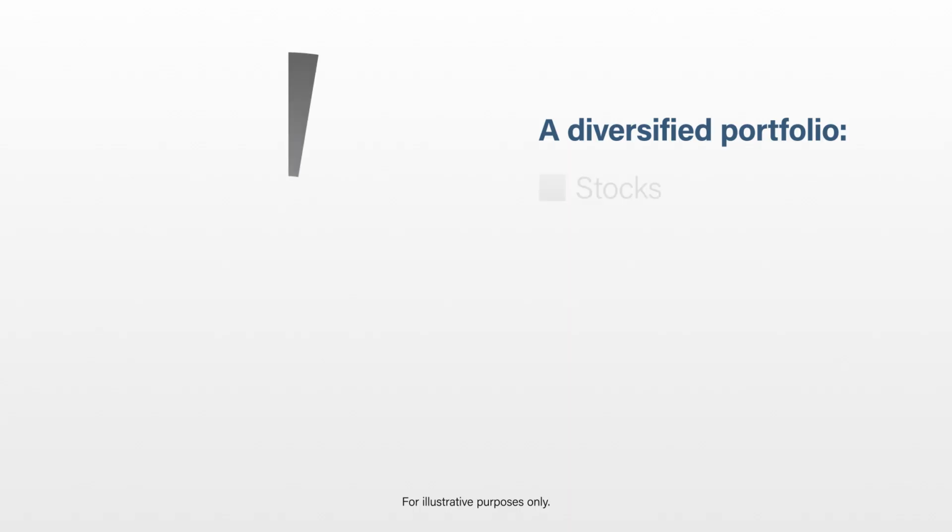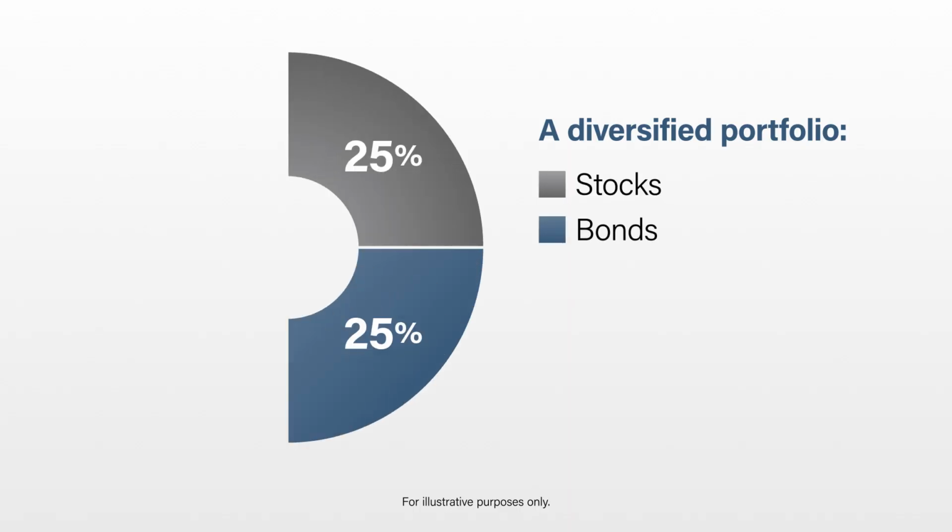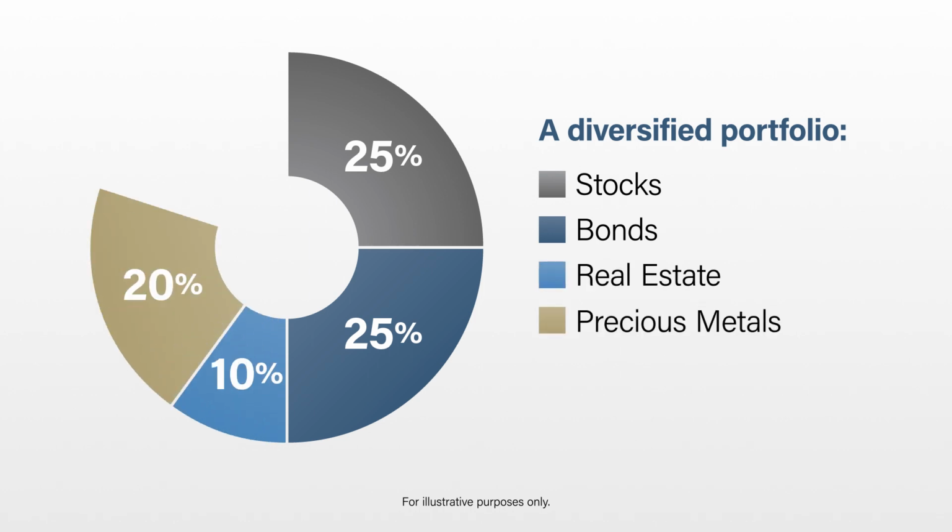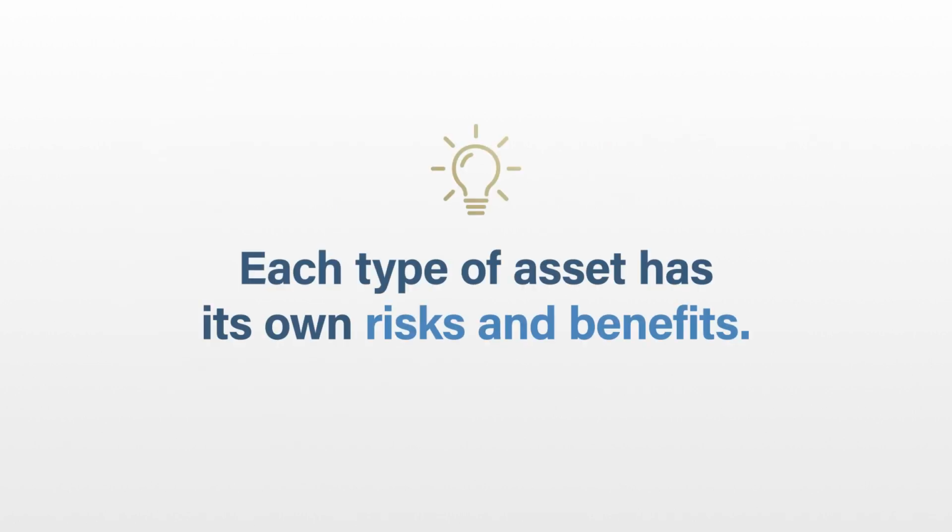What do I mean by asset types? What I'm talking about are the various categories of assets, such as stocks, bonds, real estate, precious metals, or cash. These are all different asset types. Why are your decisions regarding these asset types so important? Because each type of asset has its own risks and benefits, and performs in a different manner. In other words, each asset type can play a unique role in your diversification strategy.